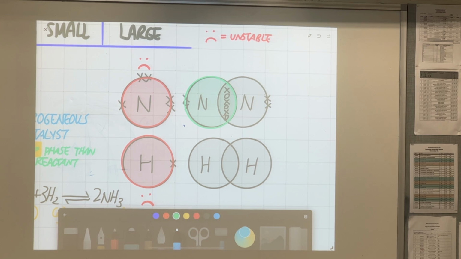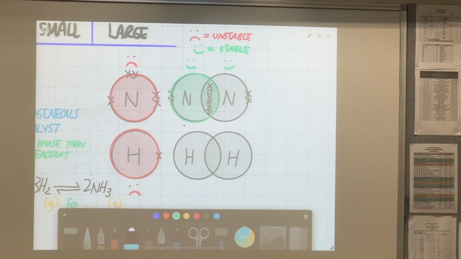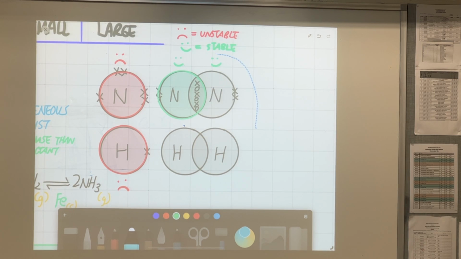Okay, so when you check this circle, how many electrons are there? 8. So both are stable.